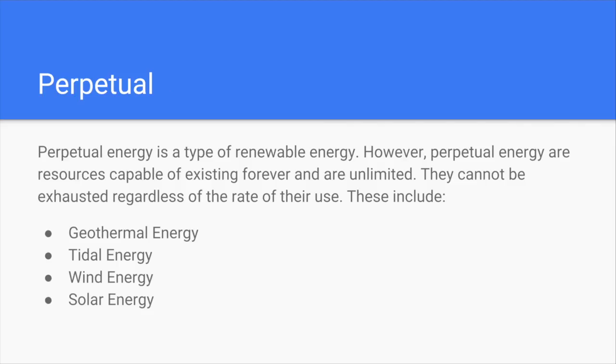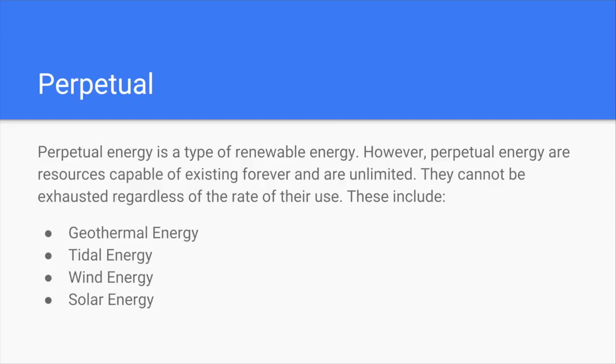Perpetual energy is a type of renewable energy. However, perpetual energy resources are capable of existing forever, and they are unlimited. They cannot be exhausted regardless of their rate. While the total energy available from perpetual resources is enormous, it is a challenge to transform this energy into energy that can be used by mankind.